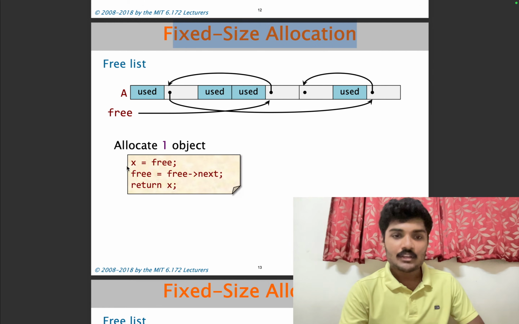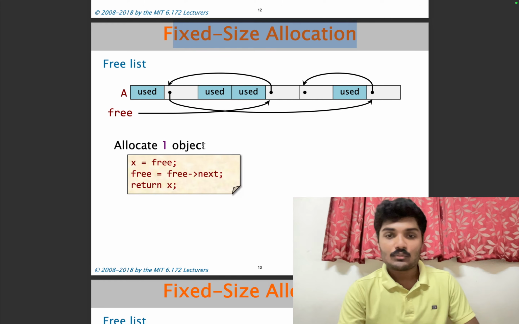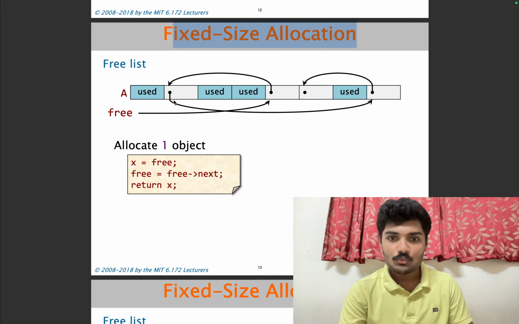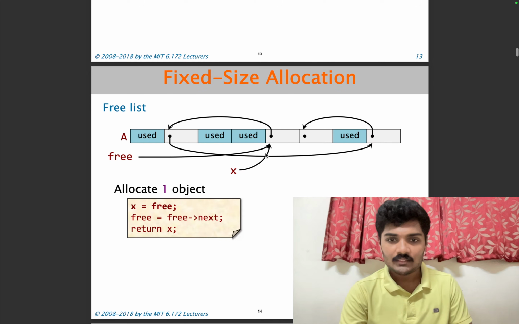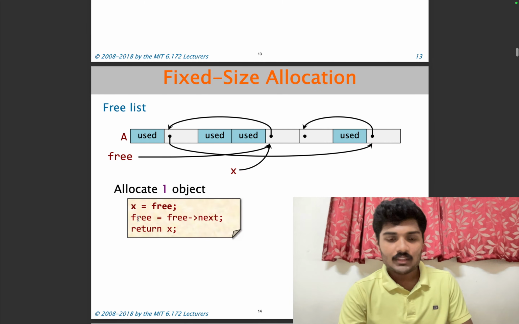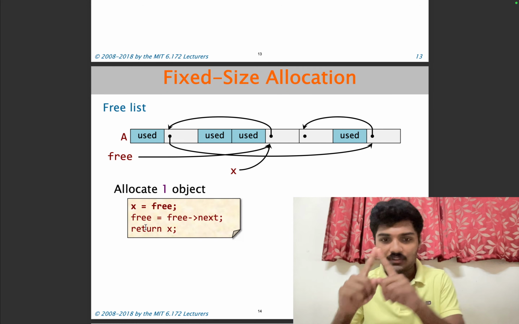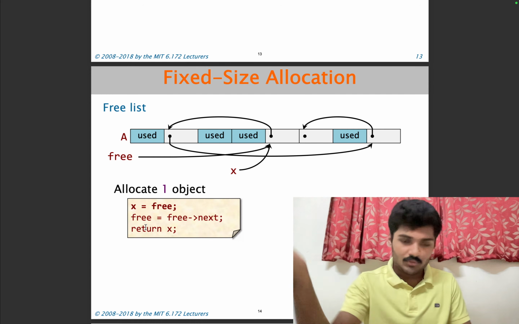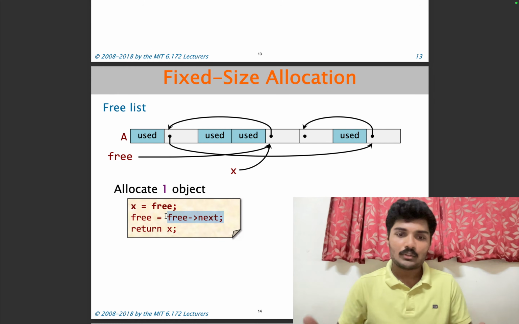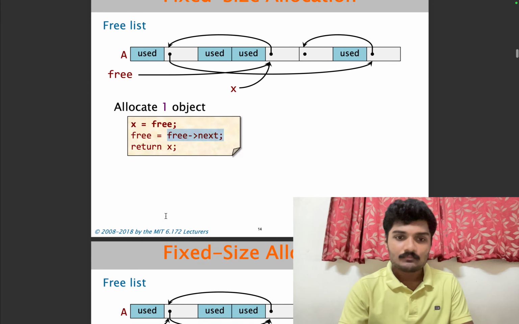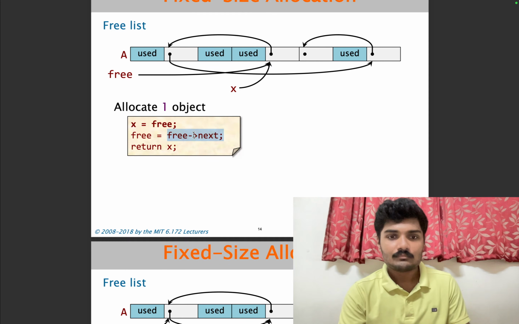Let's say we allocate one object, x. x is equal to free, so x will point to the same place where free is pointing. So this is what it looks like. x is now free, and then we will set the pointer free to free next. If we have done data structures and algorithms, this is pretty standard in questions related to linked lists or binary search trees or whatever. So free will now point to free next.